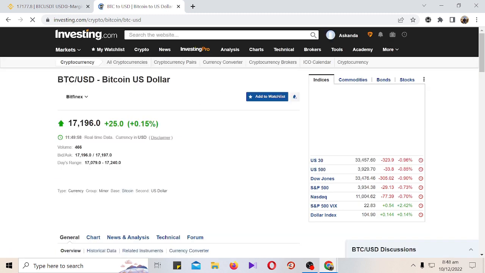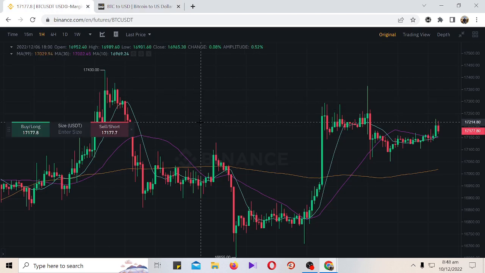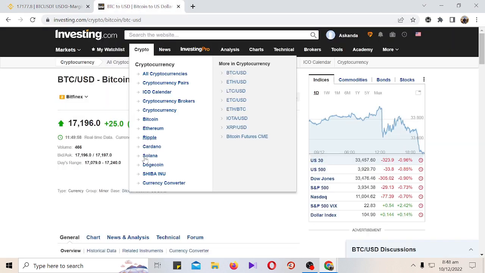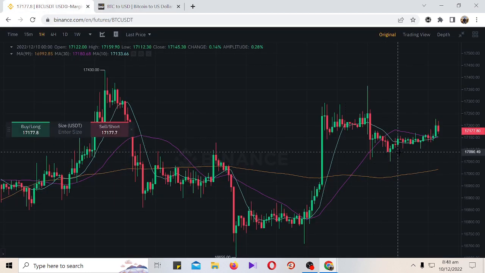You can see today we have 17,196. It has increased 0.15% today. So that means today BTC USDT is good if you buy it. US dollar is the same as USDT. Just some slight naming, but it's still the same process. You can see it's still the same 17,000. So what we are going to do is anytime here is green, and you can see we have the moving averages trying to go below the candlesticks, we can buy.